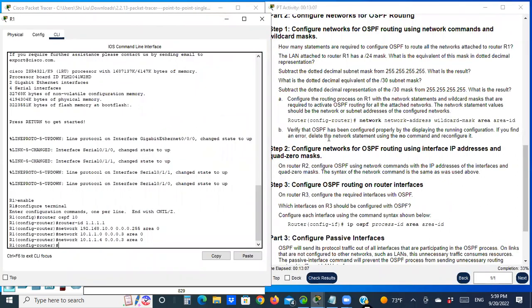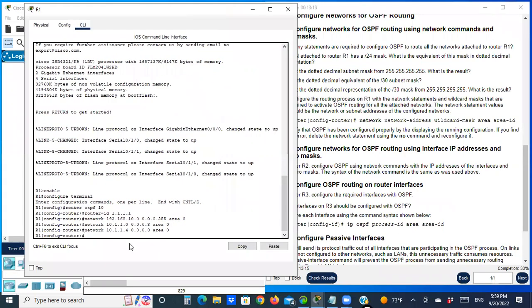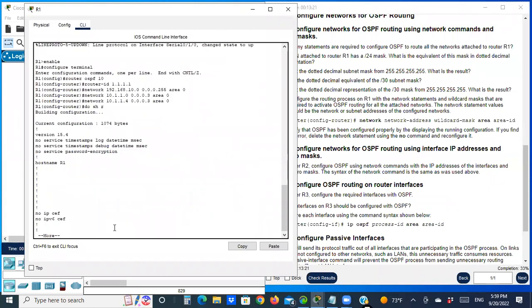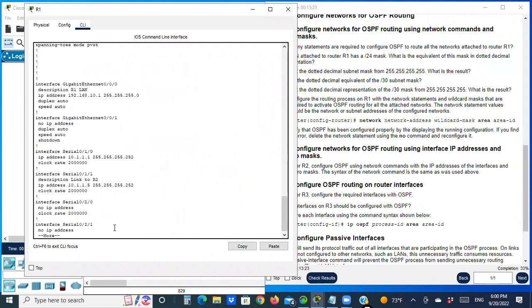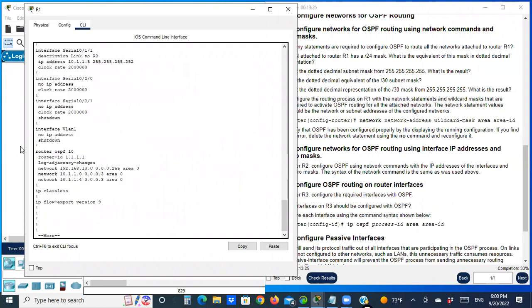And verify that OSPF has been configured properly. Use show run. Okay, R1 is here: OSPF 10, router ID, and the 3 networks. It's perfect.